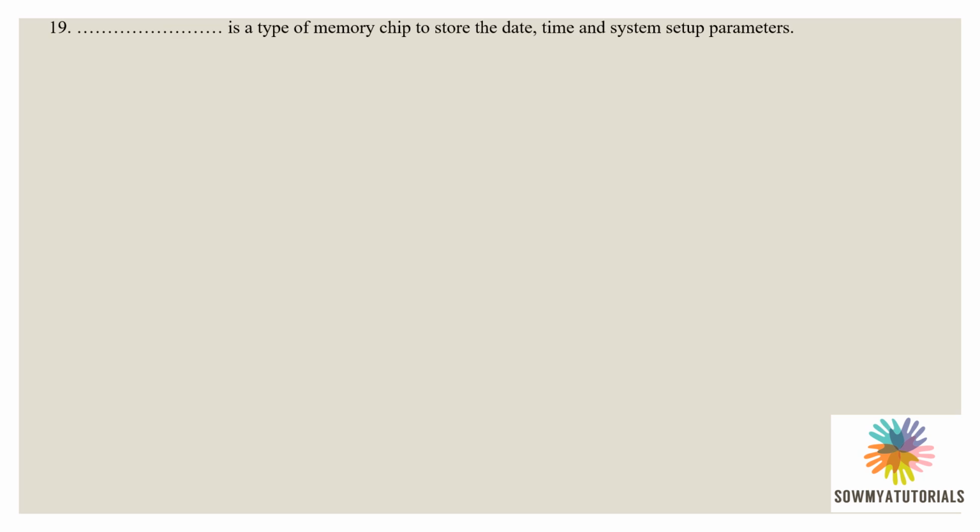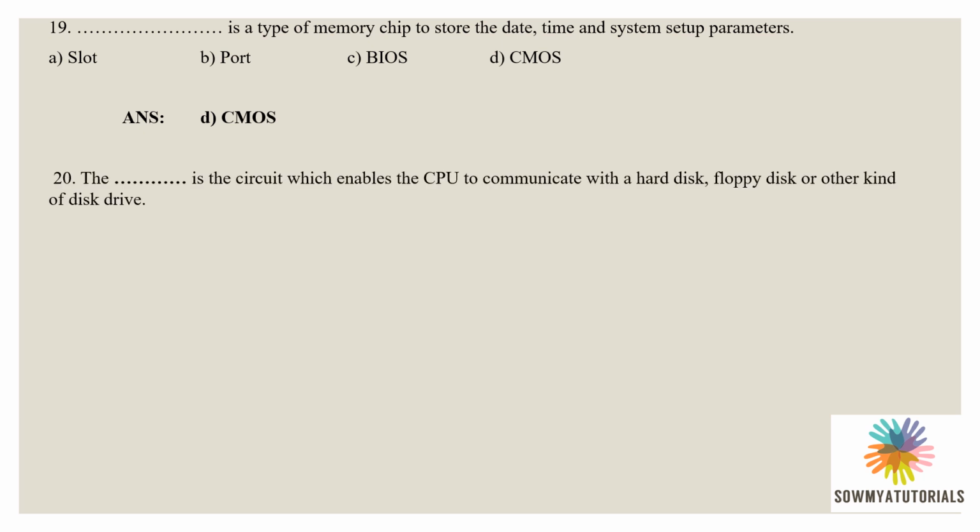The next question is, Dash is a type of memory chip to store the date, time, and system setup parameters. The options are slot, port, BIOS, and CMOS. Already in the last question I told you that it is CMOS. The correct option is CMOS, a complementary metal oxide semiconductor. It is a type of memory chip to store date, time, and system setup parameters.